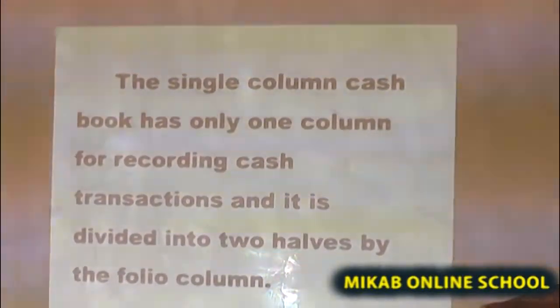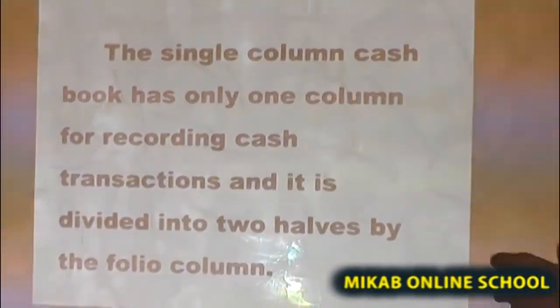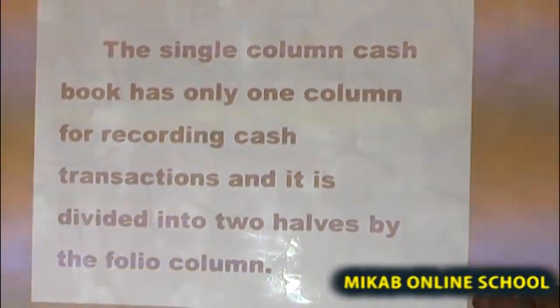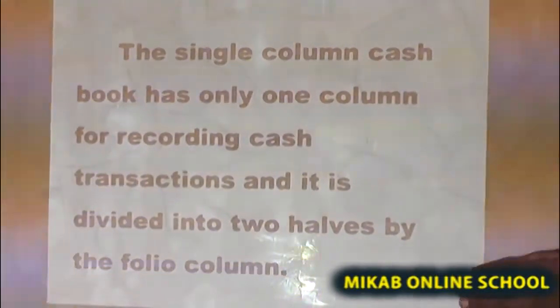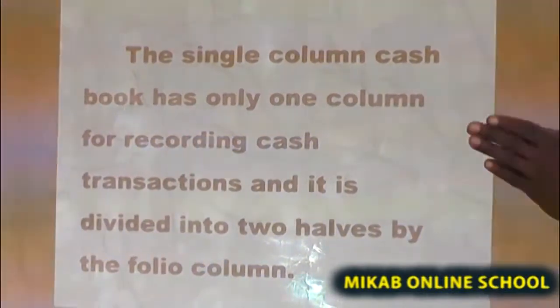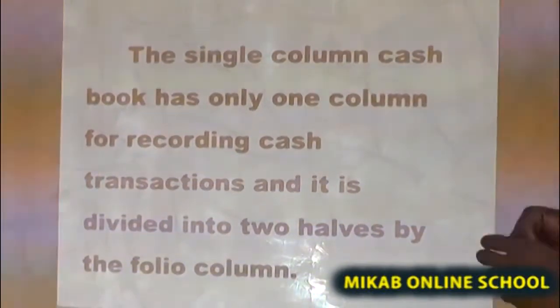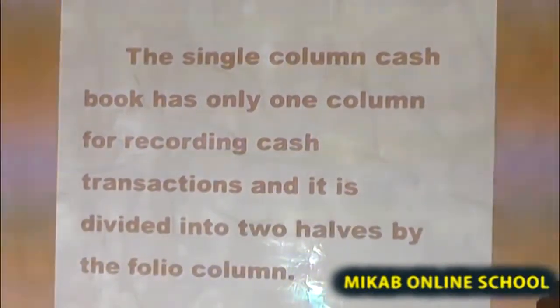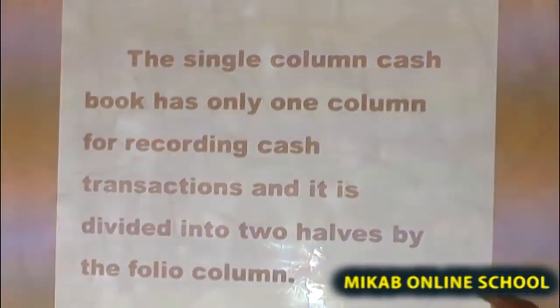Now we have to see that the single column cash book has only one column for recording cash, as we have seen while I was explaining, that it is just one column that records what? Cash. That is why we call it single column cash book. In another way, if you see any cash book that records cash and other items, you will know that it is not single column. It can be double, it can be the 3-column cash book. And it is divided into two halves by the folio column.